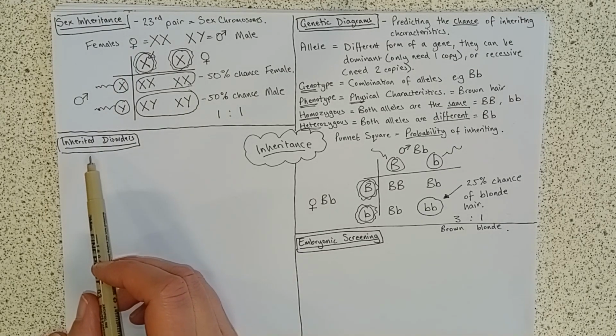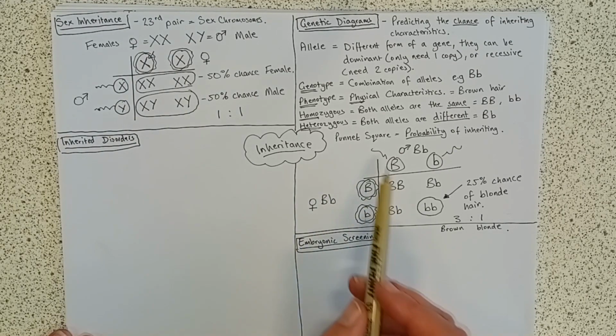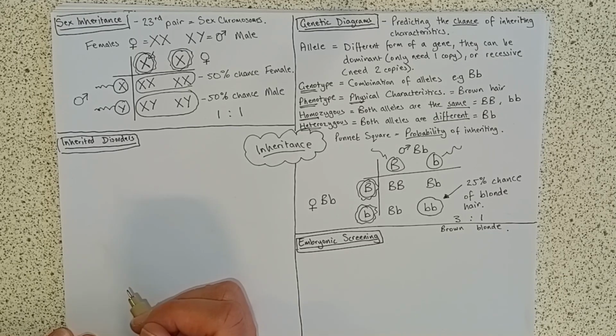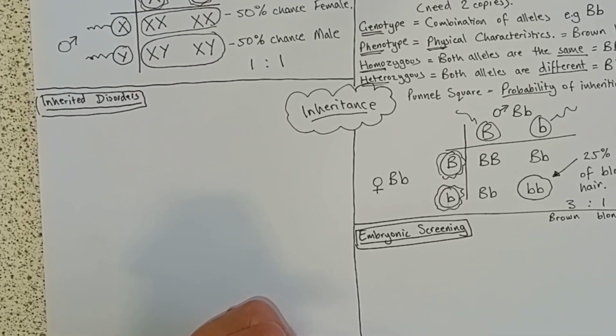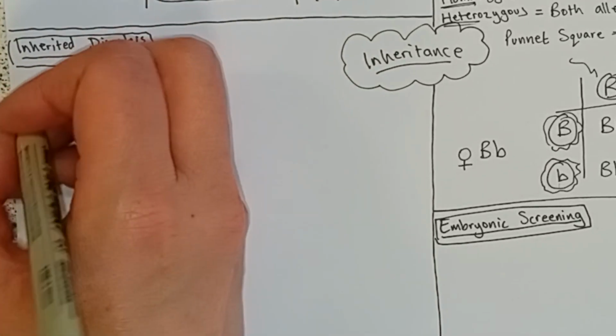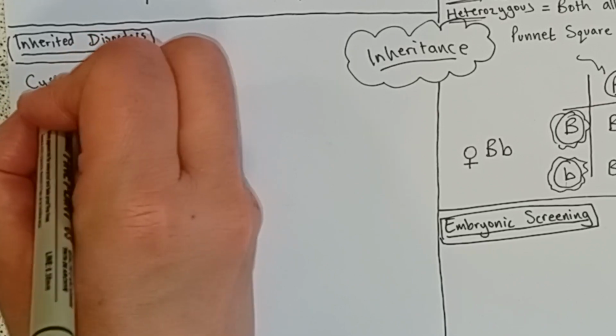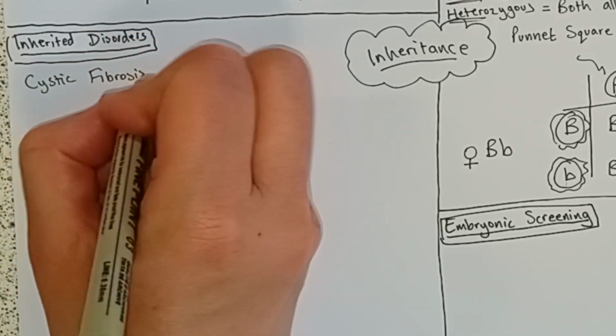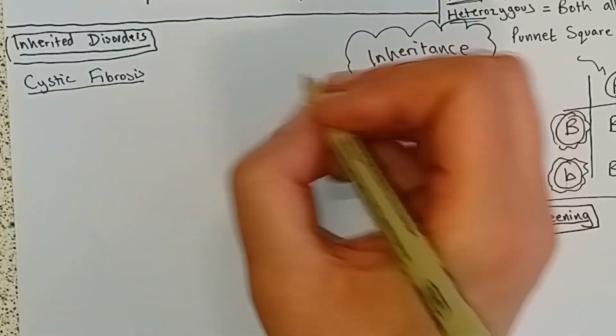On to inherited disorders then. And this is basically using the same method as over there, using a Punnett square, but this time we're looking at two major disorders where there's been a change in the sequence of DNA, meaning there's a difference in the phenotype, the physical characteristics. The two we need to know about are cystic fibrosis and polydactyly.